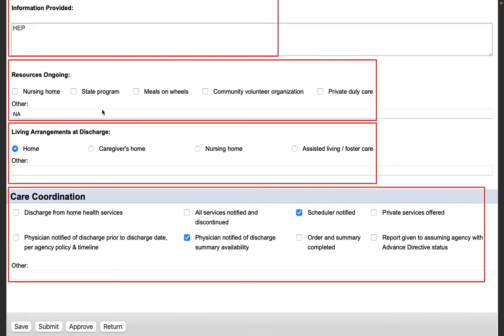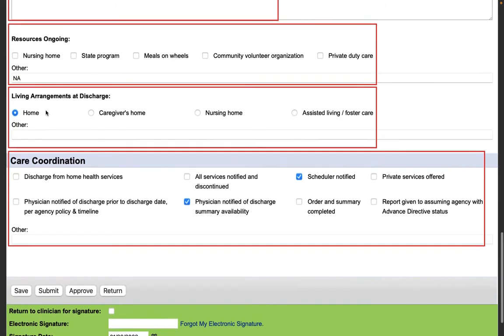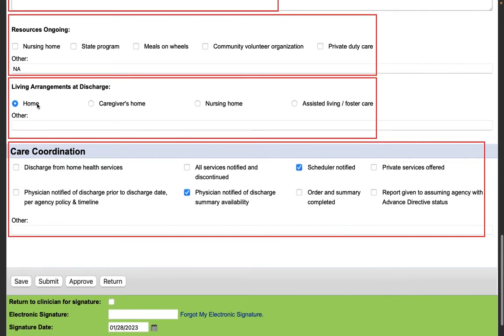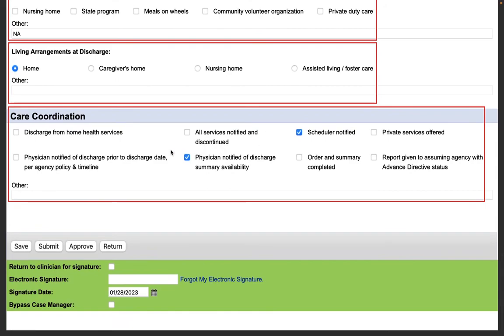Resources ongoing. If there is none, select NA, because none is not an option. And typically they may have things that we don't know about. Living arrangements during discharge. This patient was discharged to a home setting, so home. Care coordination. You need to complete some type of coordination here.